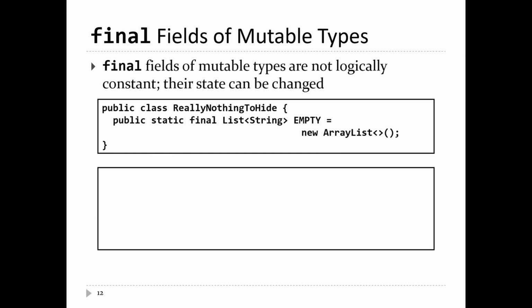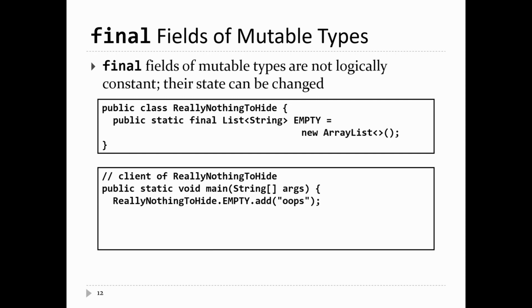Now the problem is if you have a reference type field, and that field happens to be mutable, in other words it has a method that can change the state of the object. Final fields of mutable types are not logically constant because you can change their state. So here's the class ReallyNothingToHide. It has a public static final field that's a list called empty. The name suggests that this list should always be empty, so there should always be nothing in this list. But if you write a main method somewhere and call a method using the name empty, it works.